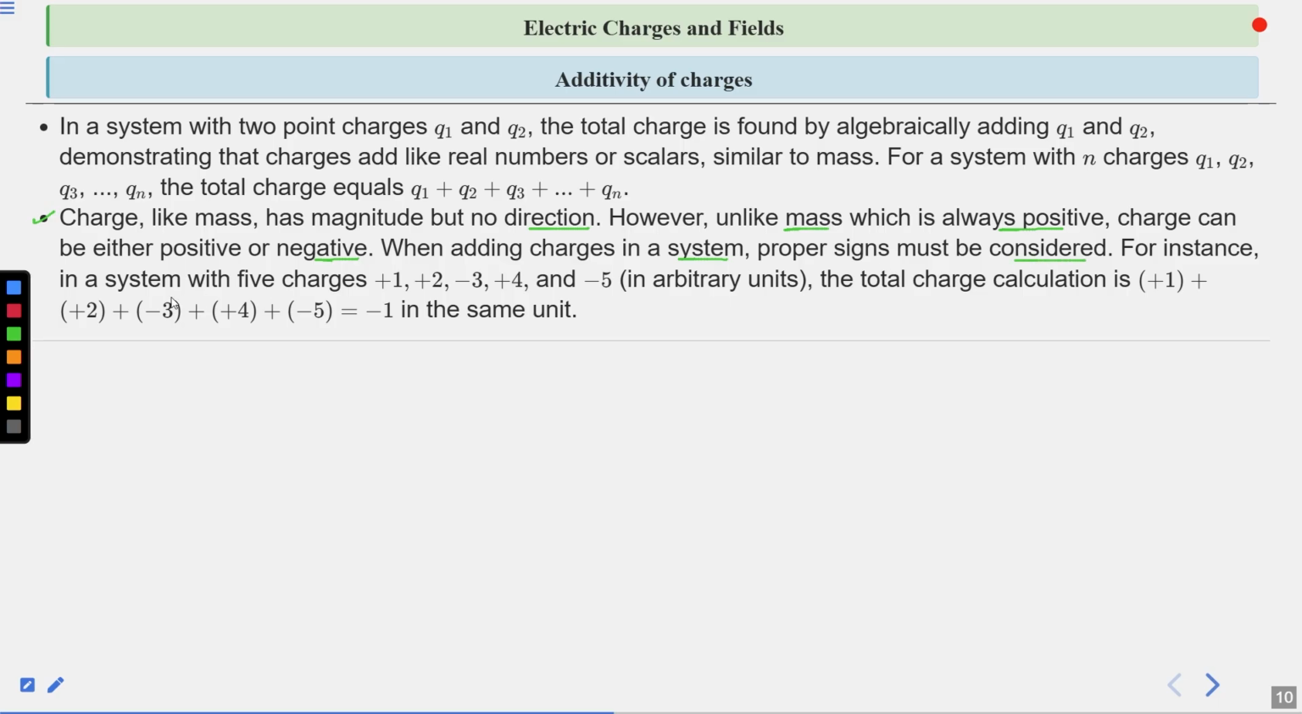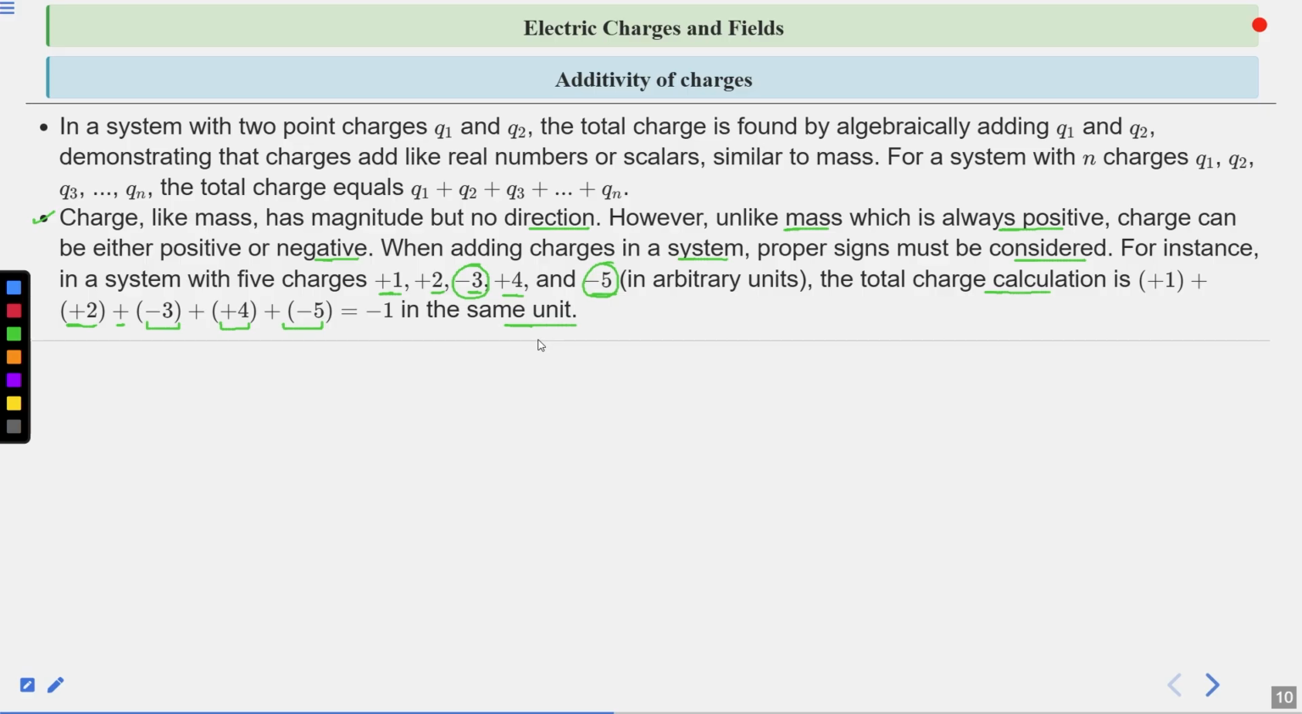For instance, in a system with 5 charges, +1, +2, -3, +4, and -5 in arbitrary units. Look at here, two charges are negative, -3 and -5. Then the total charge calculation is +1, +2, plus (-3), +4, and plus (-5). When we add all these charges, you will get -1 in the same unit, because we can add charge algebraically.